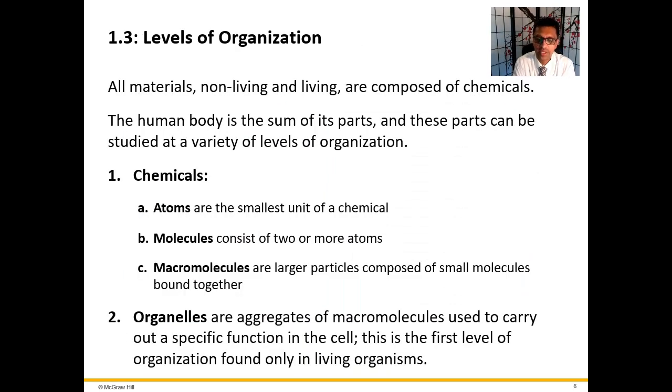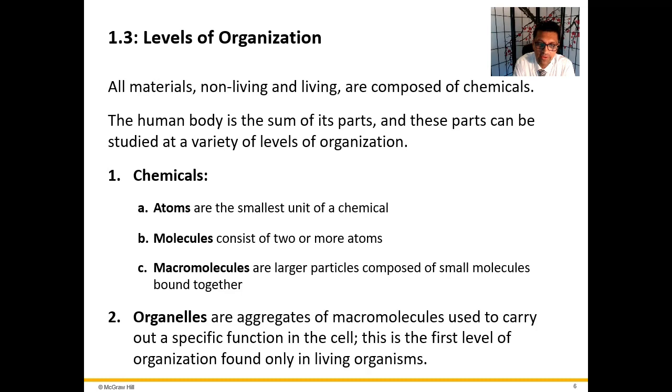Okay. Let's look at the levels of organization. All materials, non-living and living, are composed of chemicals. The human body is the sum of its parts, and these parts can be studied at a variety of levels of organization. So, chemicals: atoms are the smallest unit of a chemical. Molecules consist of two or more atoms, and macromolecules are larger particles composed of small molecules bound together. So the smallest unit is an atom. Okay, and then it goes molecules, and then macromolecules.